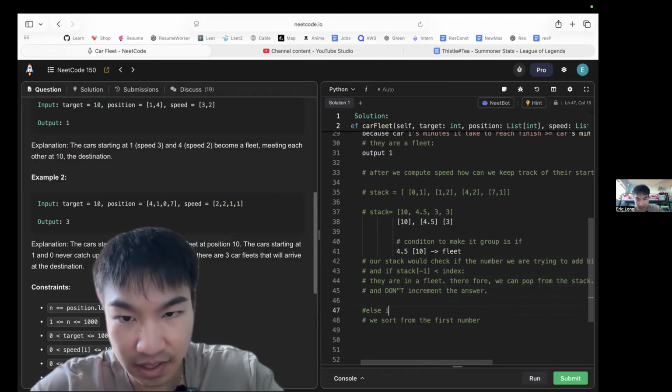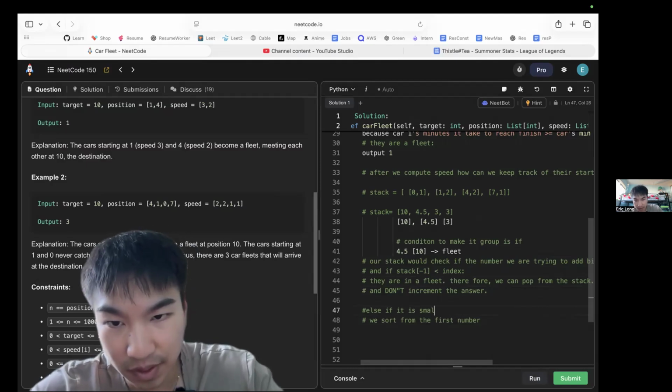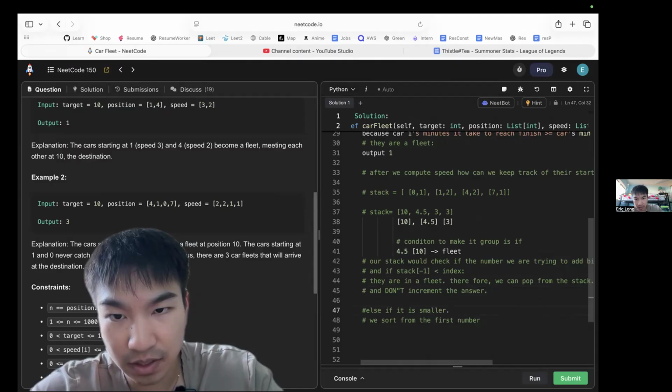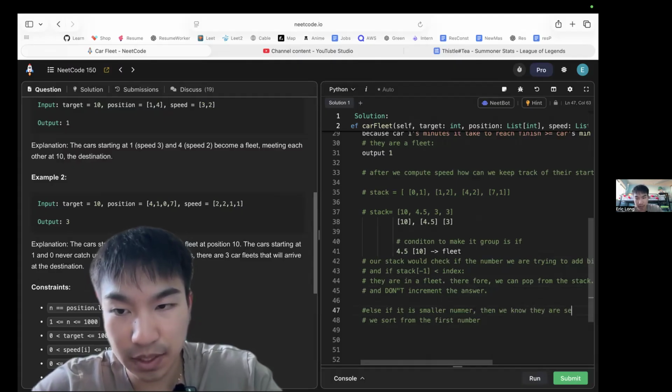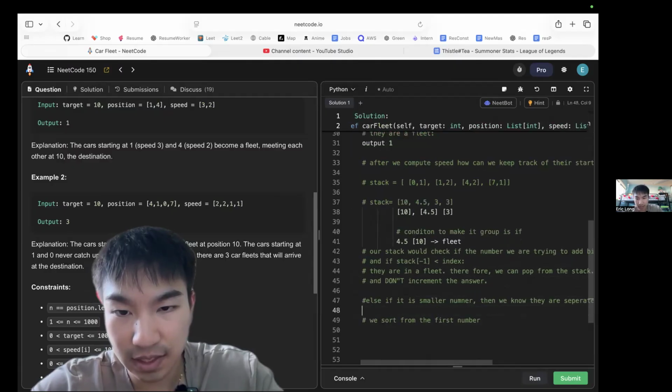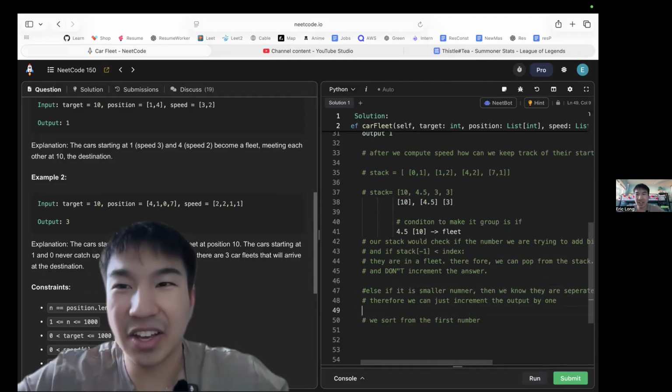Else, if it is smaller, then we know they are separate fleets. Therefore, we can just increment the output by one. Okay, I think that's it. That should be the solution. Now we actually got it coded up.